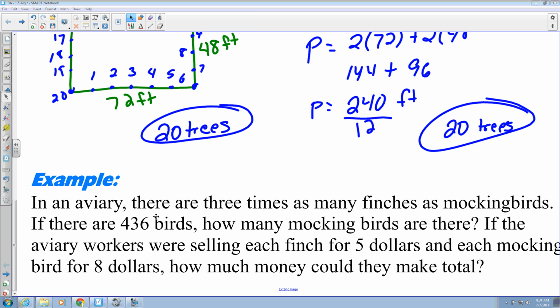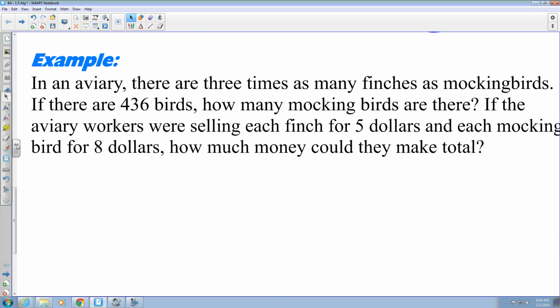Let's take a look at this example. So it says in an aviary there are 3 times as many finches as mockingbirds. If there are 436 birds, how many mockingbirds are there? If the aviary workers were selling each finch for $5 and each mockingbird for $8, how much money could they make total?